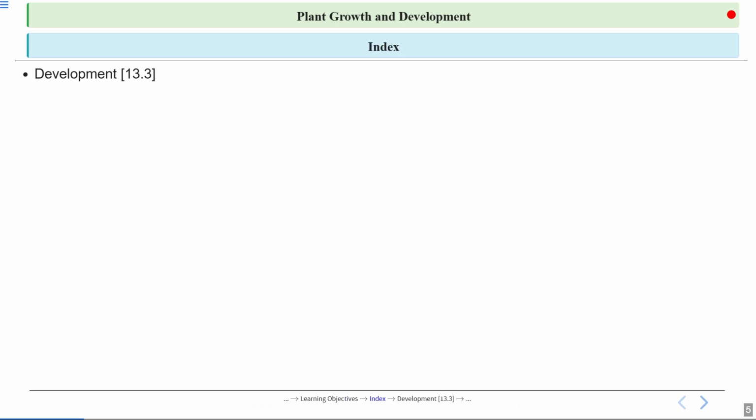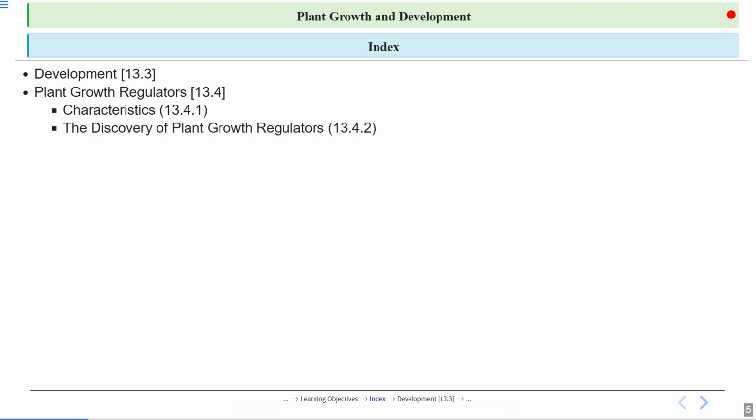Now, if we see the index, we will discuss development, which covers section 13.3 of the NCERT. We will also discuss the plant growth regulators, covering section 13.4 of NCERT. Then there will be the characteristics in 13.4.1. Discovery of the plant growth regulators will be discussed in section 13.4.2, and the physiological effects of the plant growth regulators will be discussed in section 13.4.3.